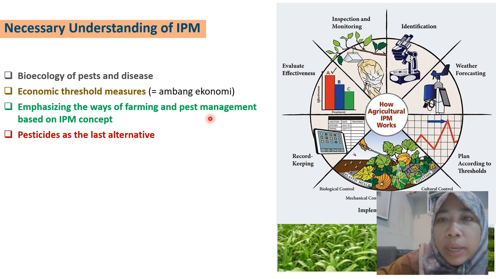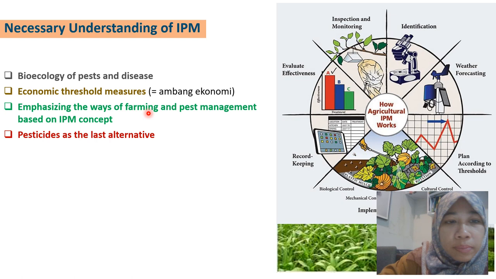So, how do we make sure our plant is healthy? By using good seed, good seedlings, proper fertilizer, proper water management, and careful use of synthetic pesticide, and other things. This is the important point, emphasizing the ways of farming. If our plant is in good condition, it will prevent pests from coming. And the last one is pesticide as the last alternative.